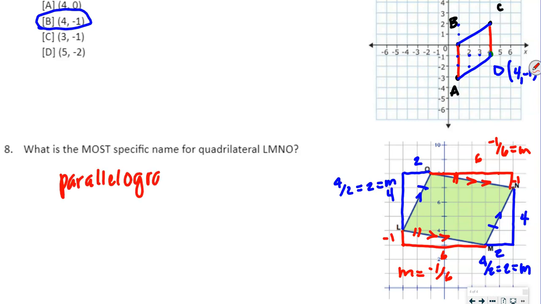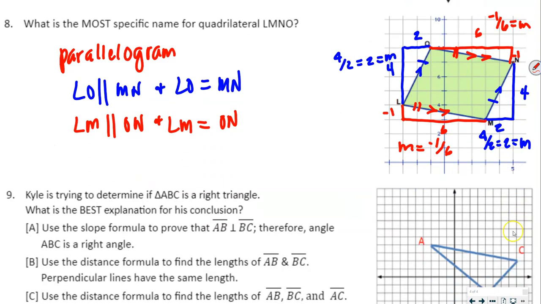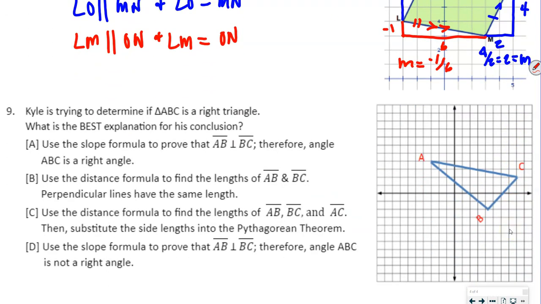And we can say that because LO is parallel to MN and LO is equal to MN. And then our opposite sides are LM is parallel to ON and LM is equal to ON. Again, if both pairs of opposite sides are both congruent and parallel, then it's got to be a parallelogram. So it says for number 9, Kyle's trying to determine if triangle ABC is a right triangle.